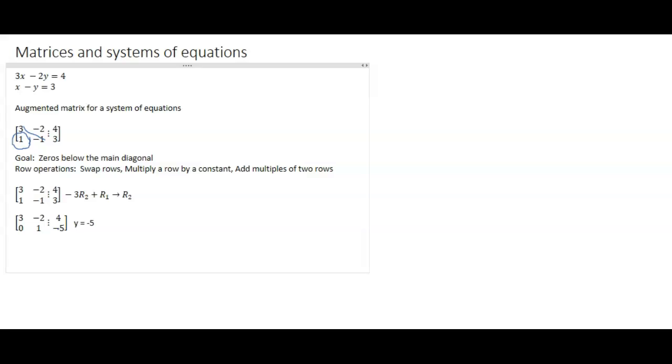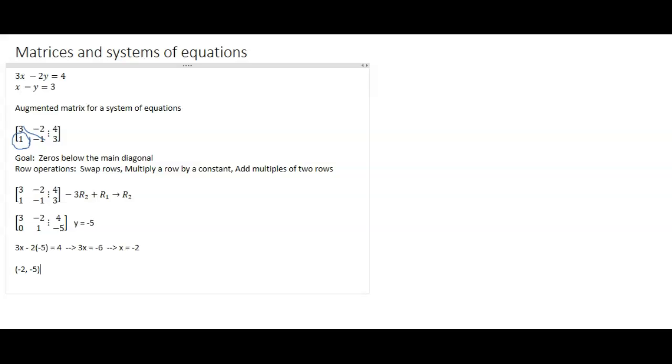Now I'm going to use the top row to find a value for x. So 3, I don't know x yet, minus 2 times, I do know y, that's negative 5, equals 4, which means, let's see, negative 2 times negative 5 is positive 10. I'm going to subtract that from both sides. So now I have 3x equals negative 6. Divide by 3, and I get x equals negative 2. So I have the solution to my system of equations. x is negative 2, and y is negative 5.